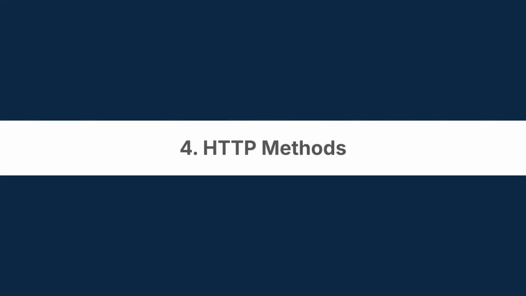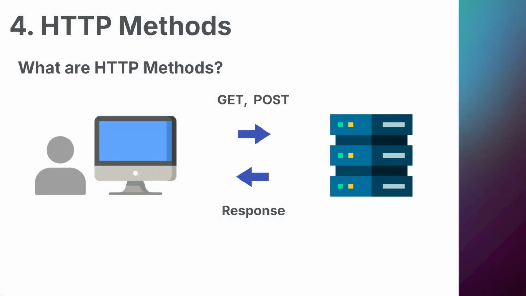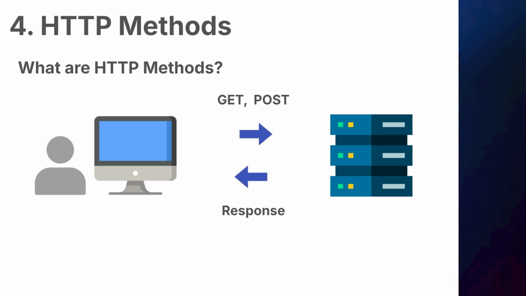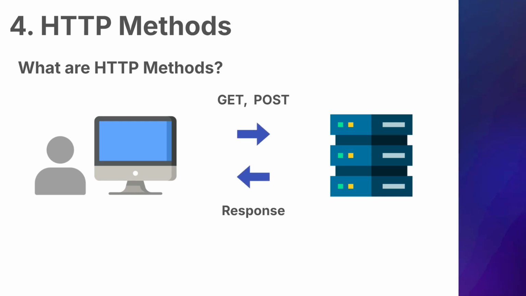4. HTTP methods. What are HTTP methods? When you visit a website or click a button, your browser sends a request to the server. There are different types of requests called methods. The two most common methods are GET, ask for information such as opening a web page. POST, send new information to the server such as submitting a form.